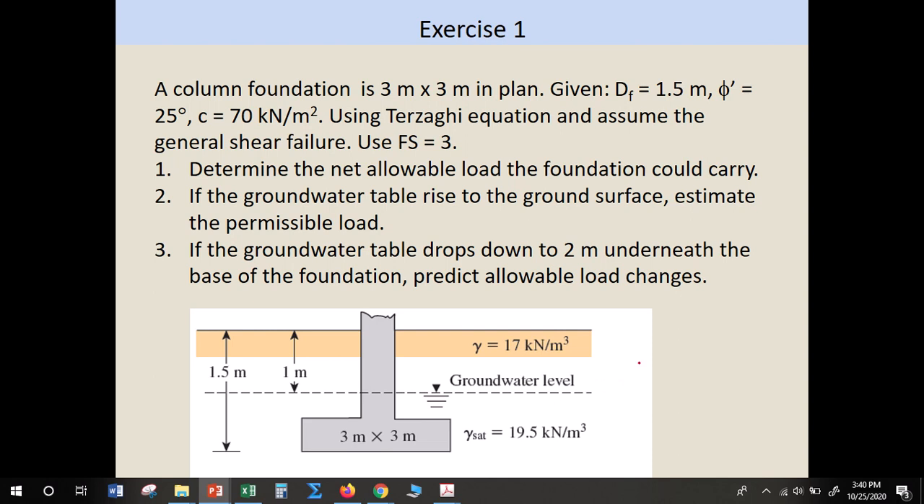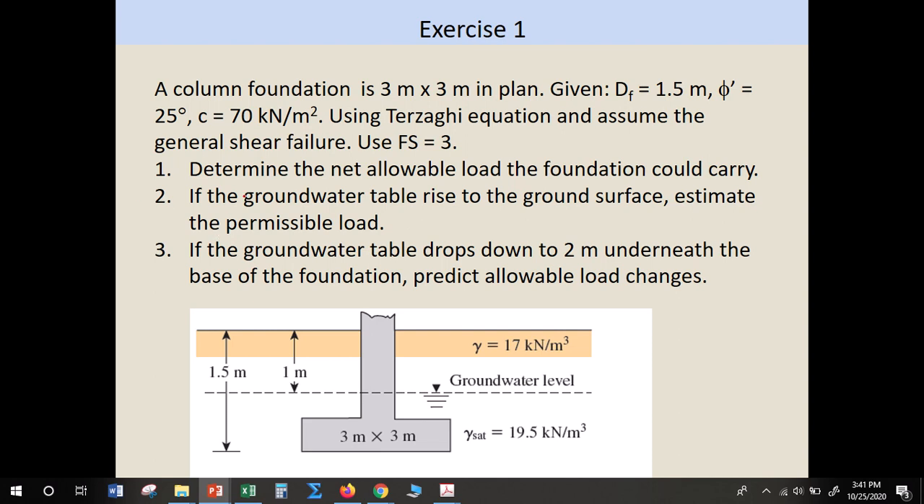A column foundation is 3 meter times 3 meter. Given the Df is 1.5 meter. Friction angle equal to 25 degree. C equal to 70 kN per meter square. Using Terzaghi equation, assume the general shear failure and use Fs equal to 3. Determine the net allowable load the foundation could carry. This is question number 1.